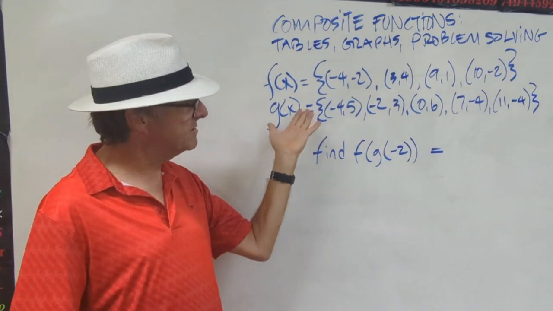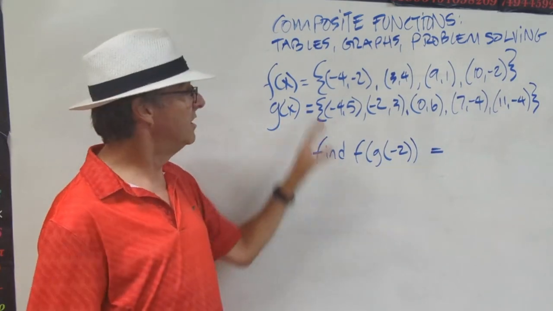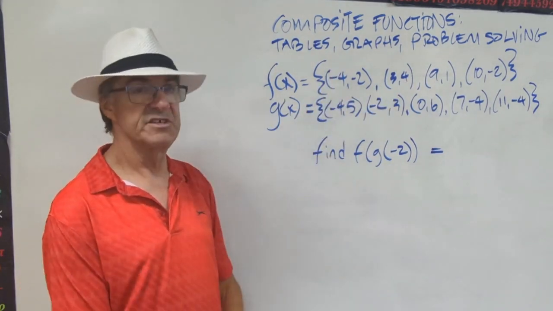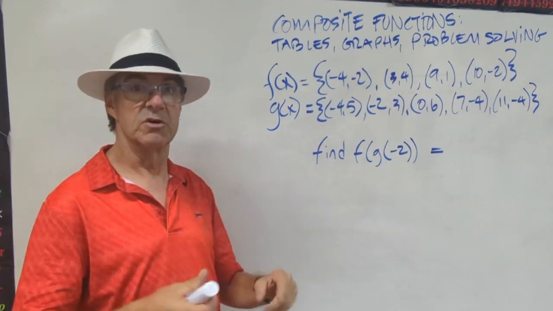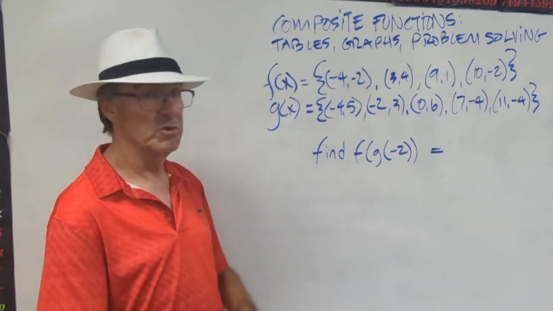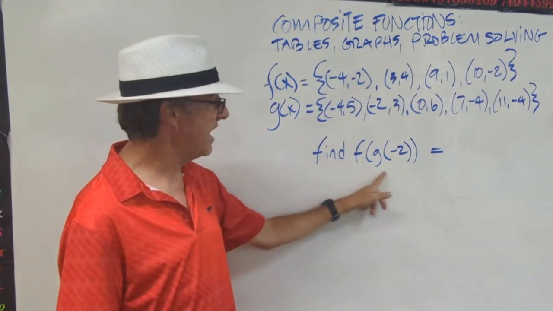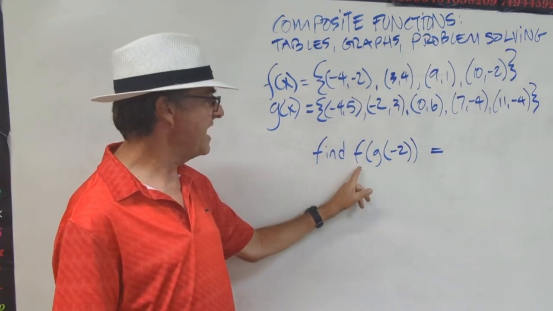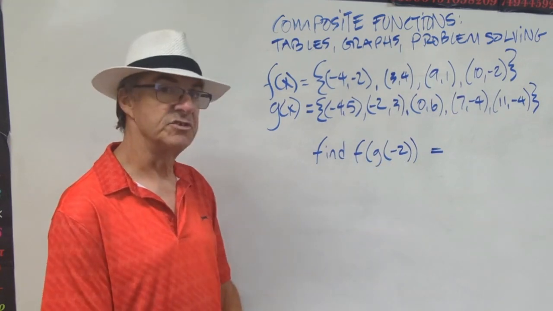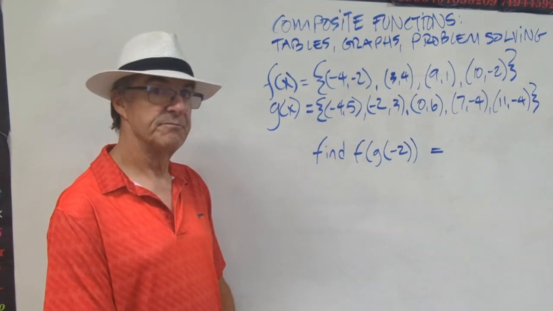Now, maybe we could spend some time to look and see if there's a rule that we could use to create these sets of ordered pairs, but we don't need to. We're just going to do some work with these lists. So check this out. I want you to pause the video and see if you can figure out how to do this one. I want you to find f of g of -2. So give that a shot.